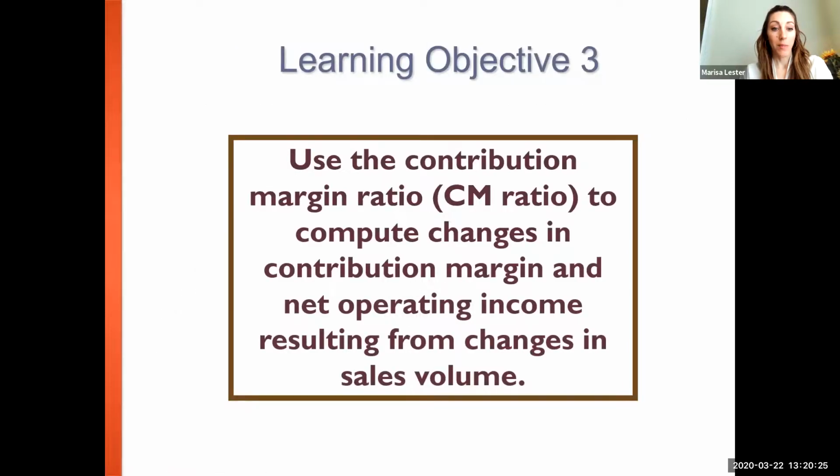All right, CM ratio. So now we're getting into it. The CM ratio, use it to compute changes in the contribution margin and net operating income resulting from changes in sales volume.